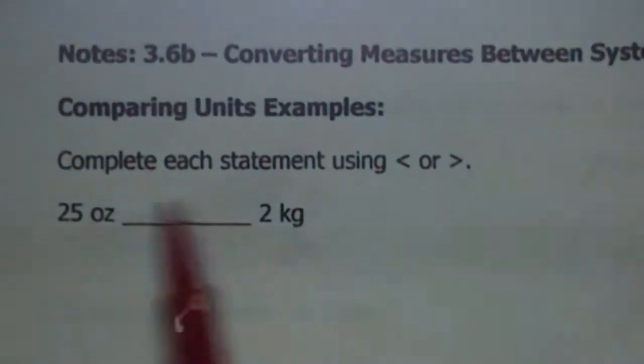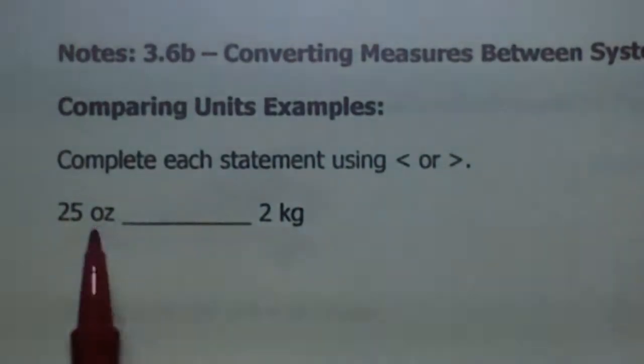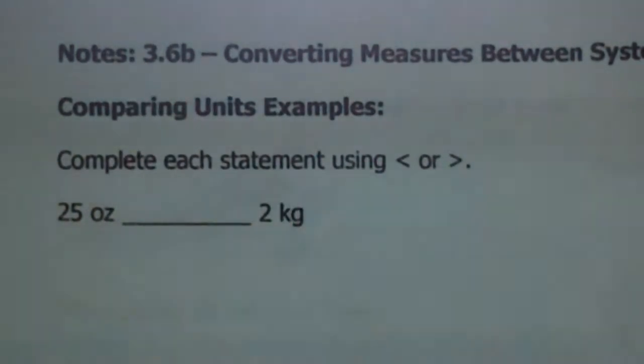So the first thing you should notice is I'm not comparing 25 to 2, because this is 25 ounces and that's 2 kilograms. The way to compare these to know what's actually more is they need to be in the same unit. So now is when you decide, do I want to change kilograms into ounces or do I want to change ounces into kilograms?